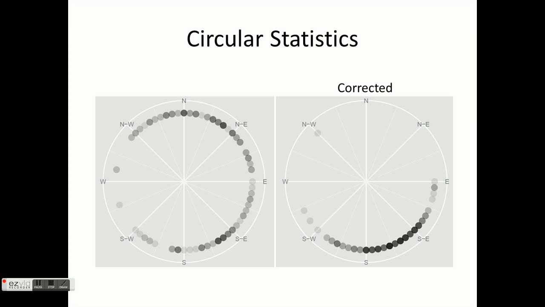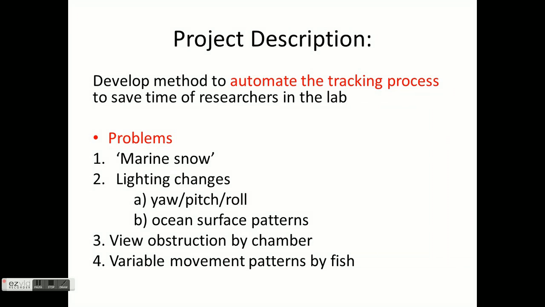On the left you can see the data before we correct for the compass that's mounted on the chamber. And on the right you can see after we've corrected for the rotation of the chamber, which we get from the compass. We can then perform Rayleigh's R statistic to determine what the most preferred direction was, or what the orientation of the larva was. But this is all a little bit beside the point.